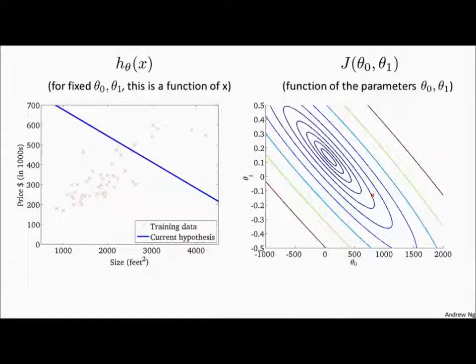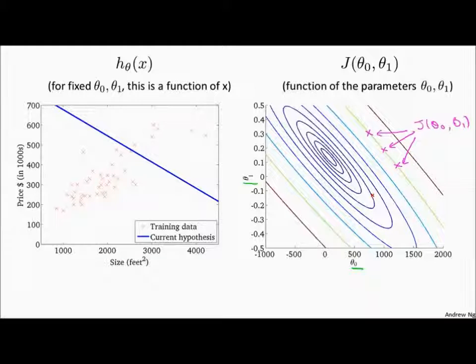So here's an example of a contour figure shown on the right, where the axes are theta 0 and theta 1. What each of these ovals, each of these ellipses, shows is a set of points that take on the same value for J of theta 0, theta 1. So concretely, for example, let's take that point and that point and that point. All three of these points that I just drew in magenta have the same value for J of theta 0, theta 1. This is the theta 0, theta 1 axes, but those three have the same value for J of theta 0, theta 1.